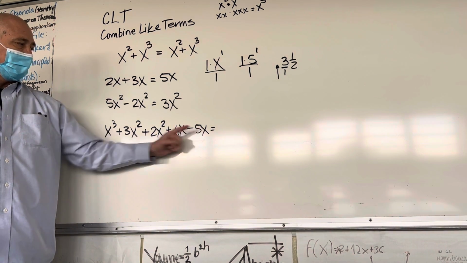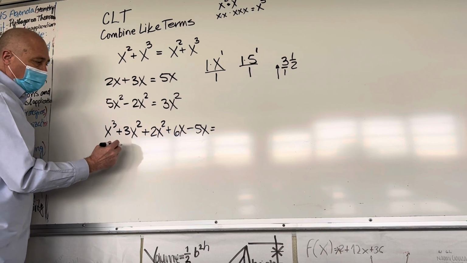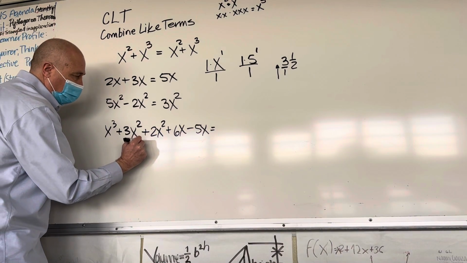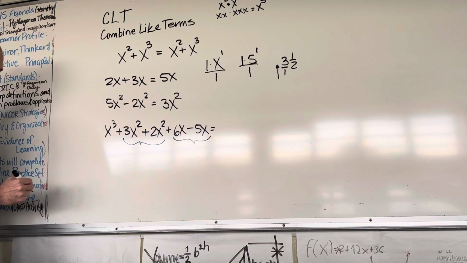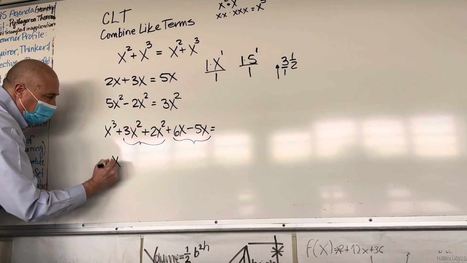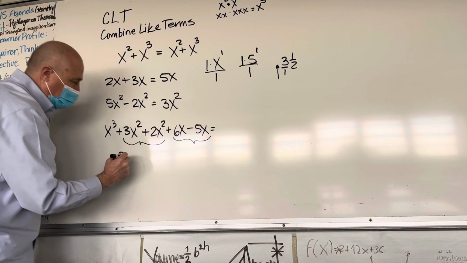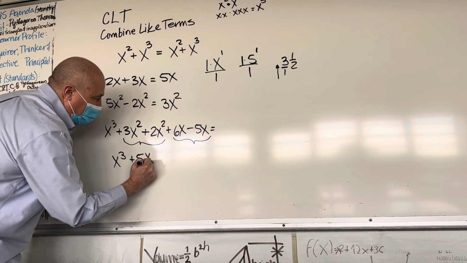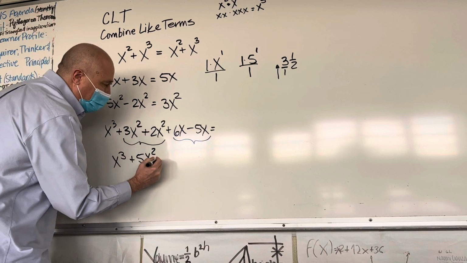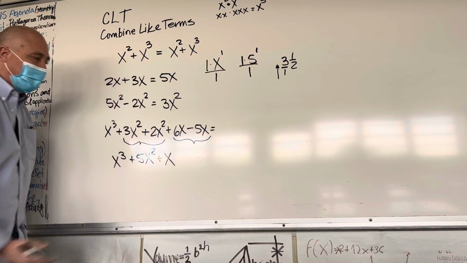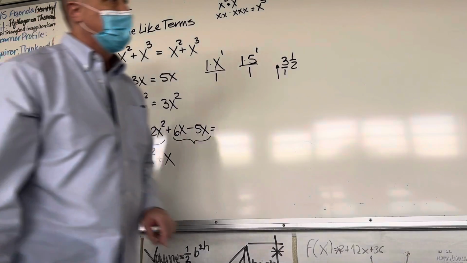Yes, the 5x. So what we're going to do is run through this thing and combine the like terms portions of it. These are like terms, and these are like terms. There we go. So the x cubed stays here, it's in the statement. A 3x squared and a 2x squared is plus 5x squared. A 6x minus a 5x is 1x, and it's still positive. That's the simplification or the combining of the like terms of that statement.